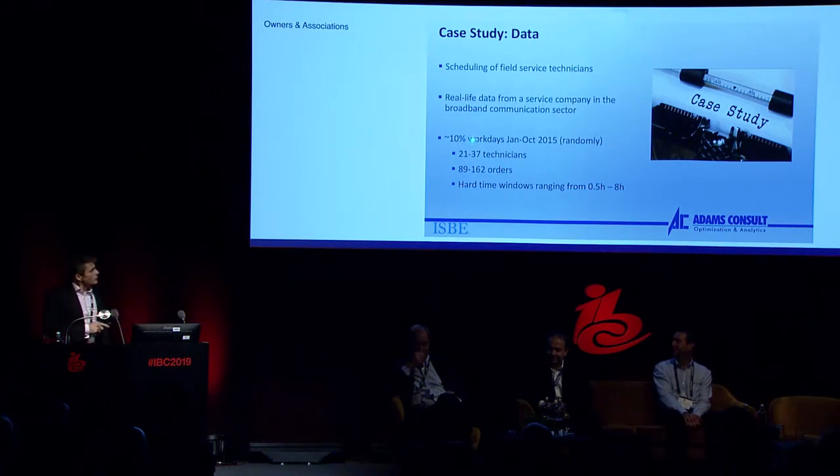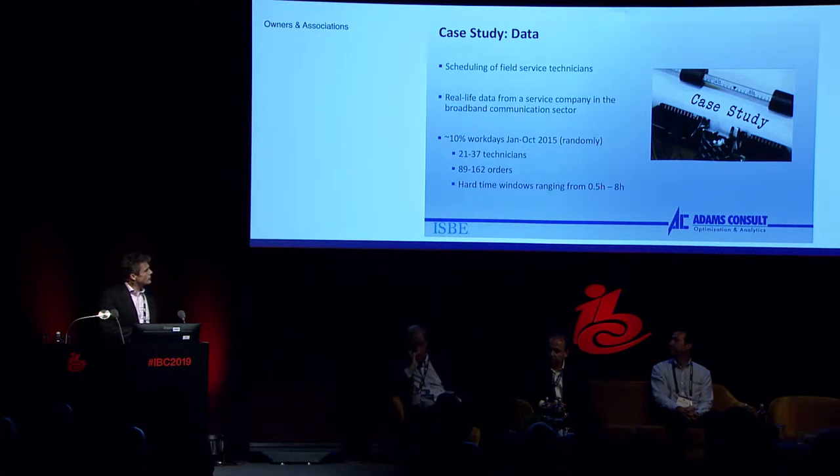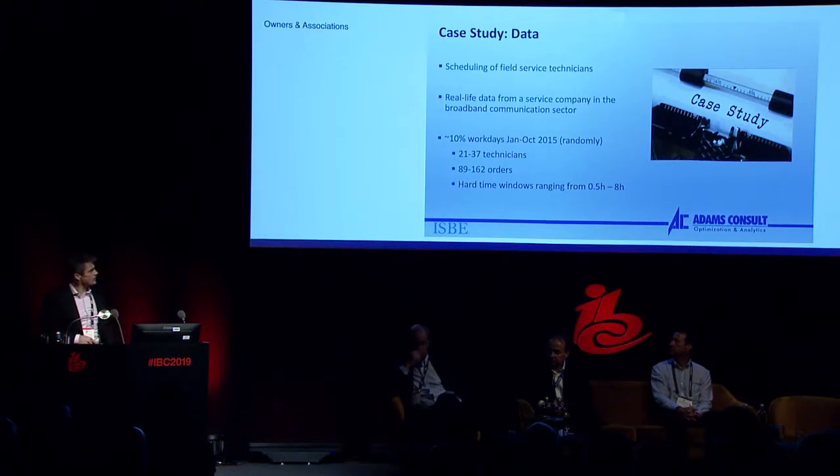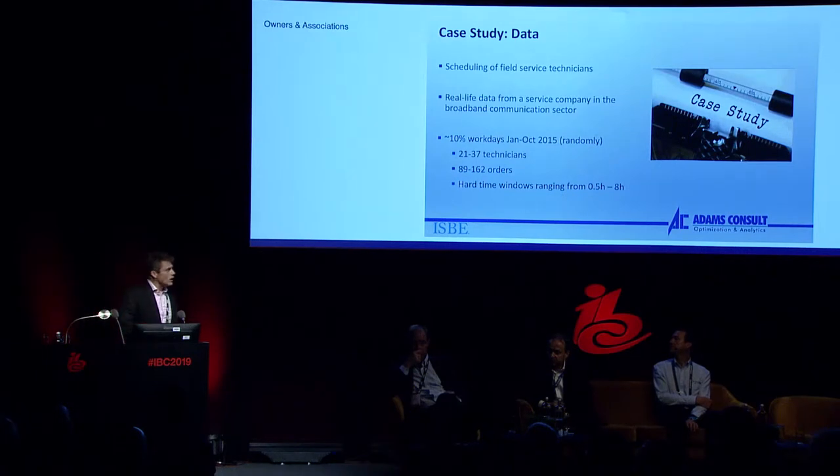We took, randomly, to develop the case, to develop this system, we needed a data set that was somewhat randomly picked, so we took January to October 2015, we did this in 2016, we took 10% of the work days, such that we'd have a minimum number of techies of 21, a maximum of 37 in that part of the network that we're doing this on per day, and 98 orders to 162 orders, so it's a normal amount for that size of techies. And we had hard time windows ranging from half an hour, 1 hour, 1.5 hours, 2 hours, always half hour increments. And we had dynamic windows, where the system said, this takes us long, I've learned this. Dynamic windows is cooler, it's better.